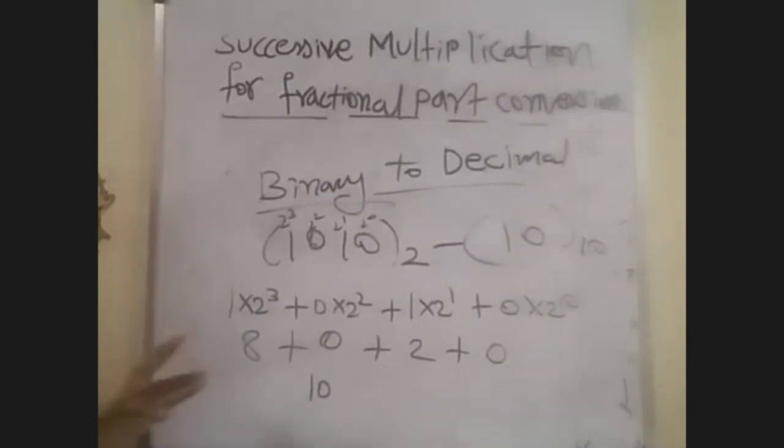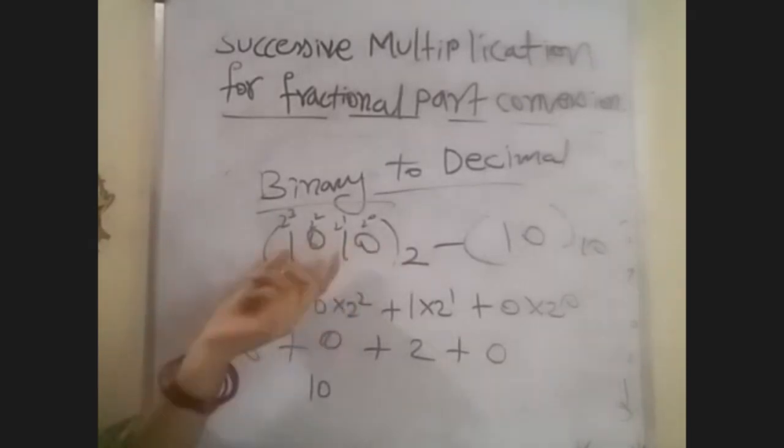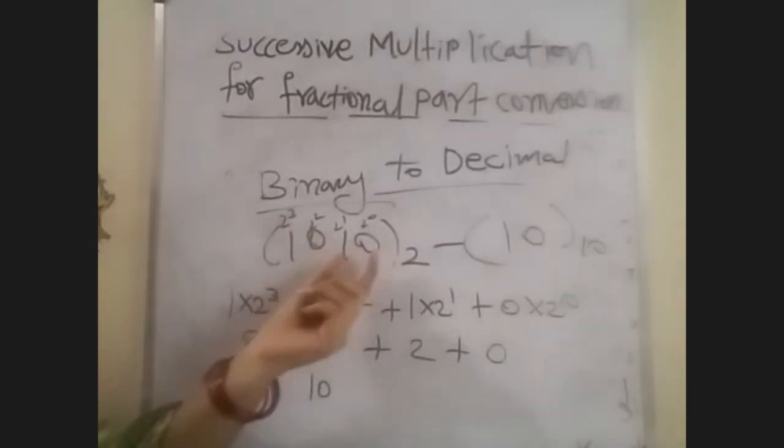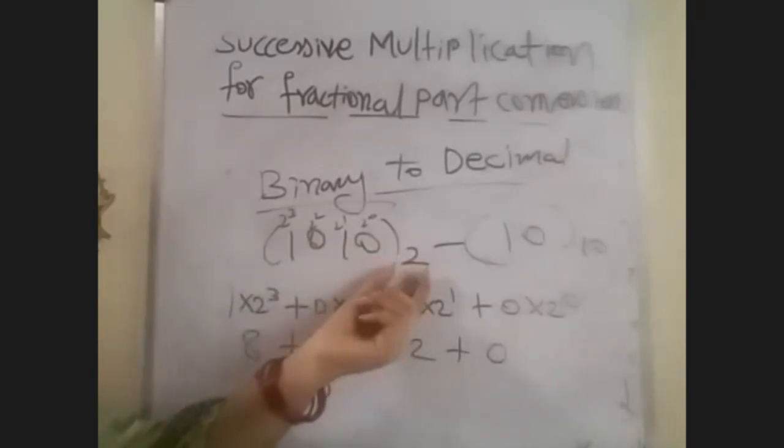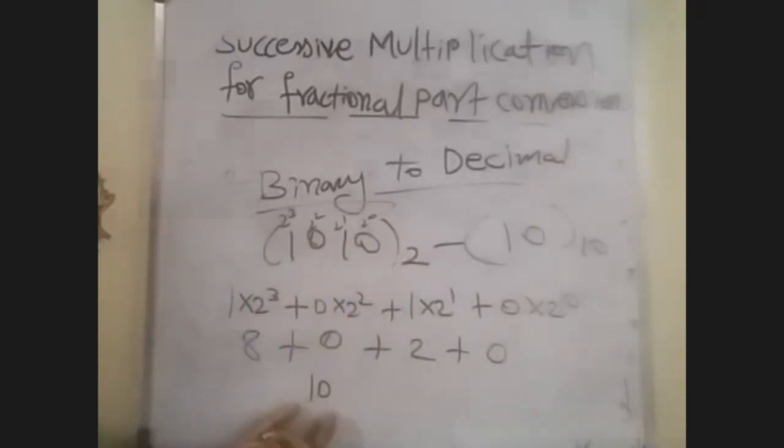Is it clear how to convert binary to decimal? It means you will multiply with the power series. So we will multiply each and every digit with this radix power and add those terms, and we will get the equivalent decimal value. Is it clear? Yes, ma'am.